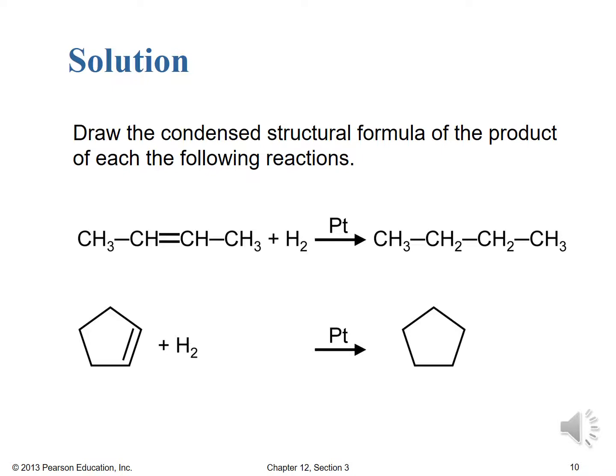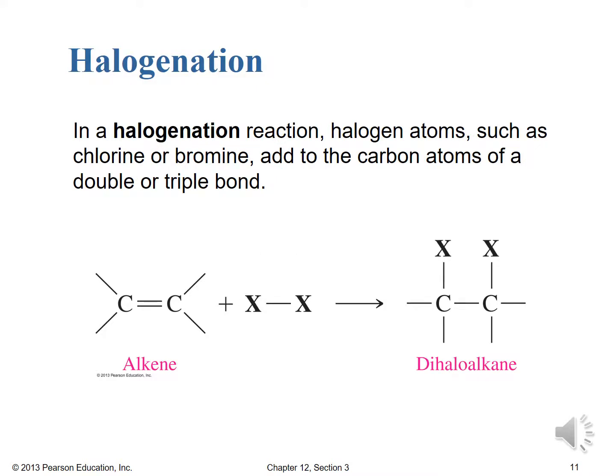Okay, halogenation, again, not much different from hydrogenation. We're just changing the elements involved here. So in a halogenation reaction, we use halogen atoms, such as chlorine or bromine, instead of the hydrogen from hydrogenation, to have those add to the carbon atoms of a double or triple bond. Obviously, they also will reduce the double bond in this case to single bonds, but instead of a plain old alkane like we got for hydrogenation, we're now going to get a dihaloalkane if we reduce an alkene by halogenation.